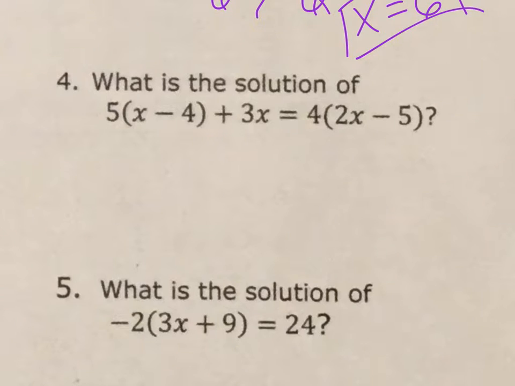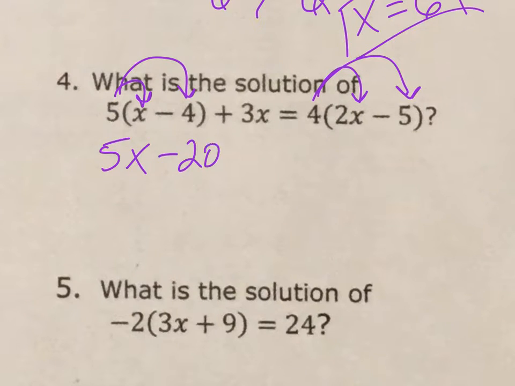Number 4, again, we have distribution. So 5 times x, 5 times negative 4, 4 times 2x, 4 times negative 5. 5 times x is 5x. 5 times negative 4, negative 20. And on this side I have plus 3x equals 4 times 2x, 8x. 4 times negative 5 is negative 20.